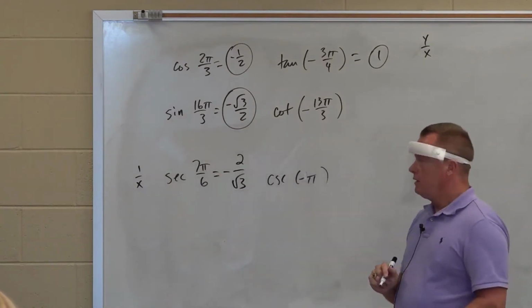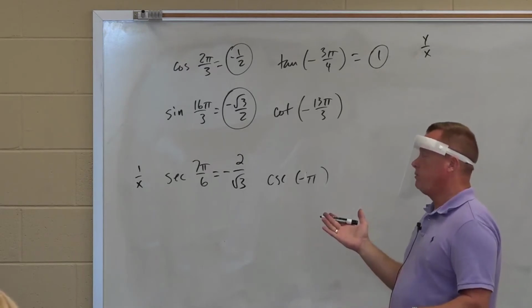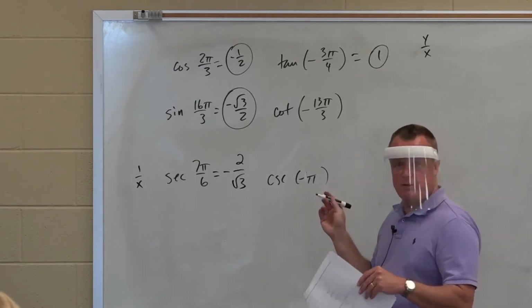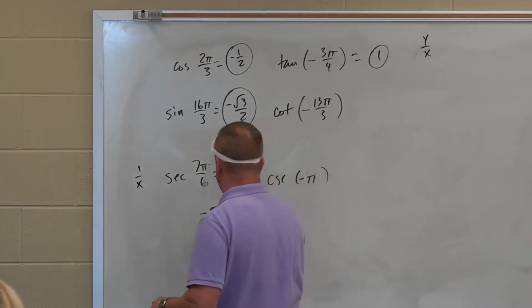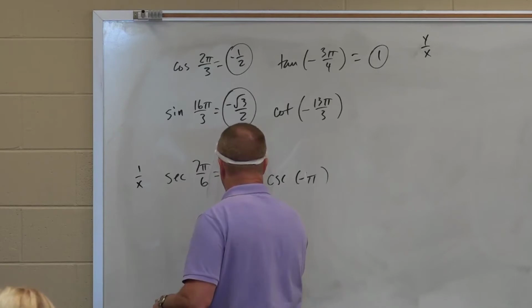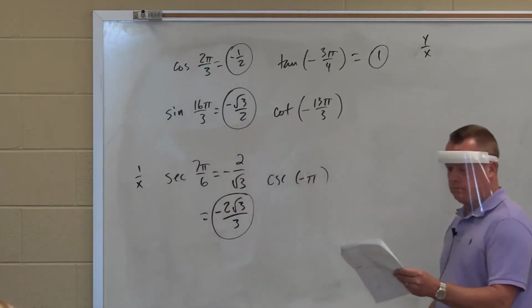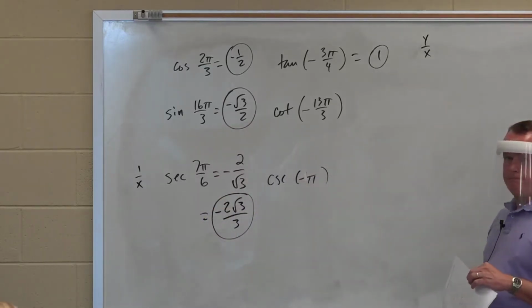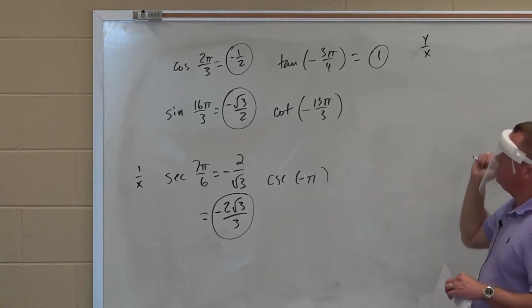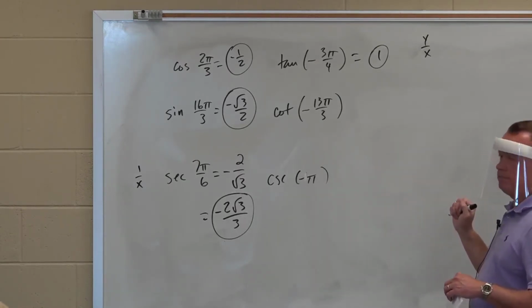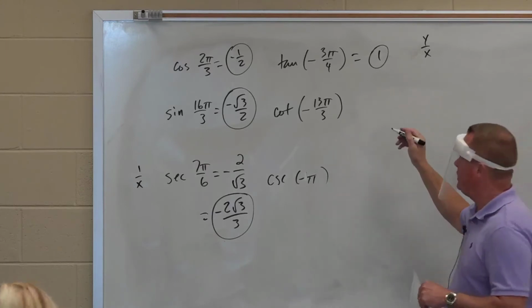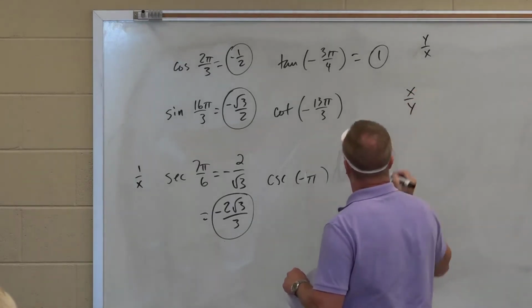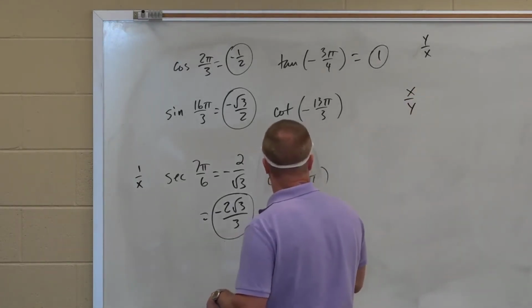Okay. I'd be okay with that, but we still want to rationalize our denominator probably. All right, especially in my math lab. So multiply the top and bottom by root 3, and you get negative 2 root 3 over 3. Okay, questions about that? Cotangent. Cotangent would be what over what? X over y, reciprocal of tangent. So x over y. All right, negative 13 pi over 3.